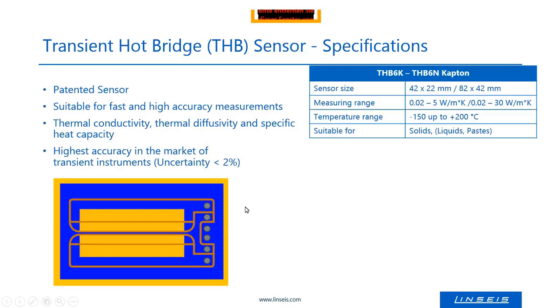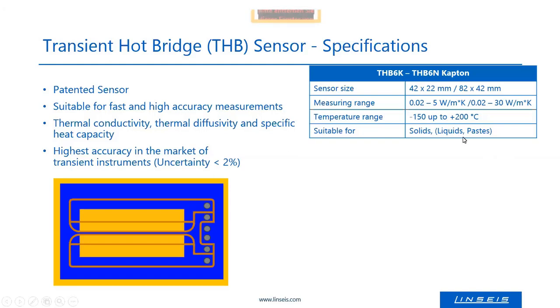The thermal conductivity range for these THB sensors is from around 0.02 up to 30 watt per meter Kelvin. In this range, we have the highest accuracy, below 2%. The Kapton sensors can measure up to 200 degrees Celsius. If a furnace with inert gas atmosphere is available, they can also withstand 400 degrees Celsius. And it can be applied for solids, liquids, and pastes.